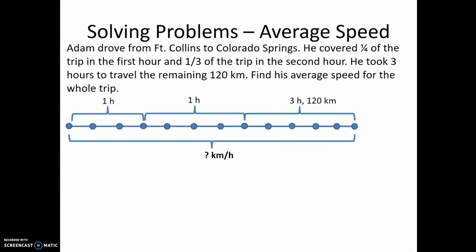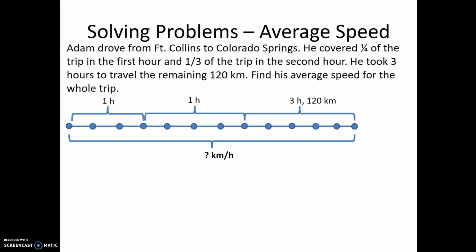Adam drove from Fort Collins to Colorado Springs. He covered 1/4 of the trip in the first hour and 1/3 of the trip in the second hour. He took 3 hours to travel the remaining 120 kilometers. Find his average speed for the whole trip. Well, let's start marking some things in here. He covered 1/4 of the trip in the first hour and 1/3 in the second hour, and then he took 3 hours to travel the remaining 120 kilometers.